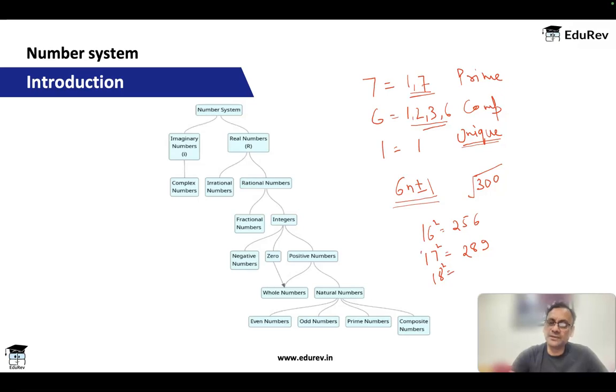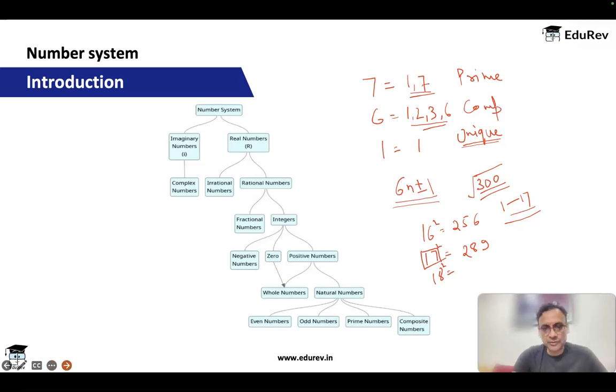So I take 17 and then I check the divisibility of 300 with all numbers from 2 to 17. And if 300 is divisible by any number between 2 to 17, then it's a composite number. Otherwise, it's a prime number. So that is the method that you'll have to use. I hope we are clear with the definitions of these. Of course, in subsequent slides, we will go into more detail on prime and composite numbers.